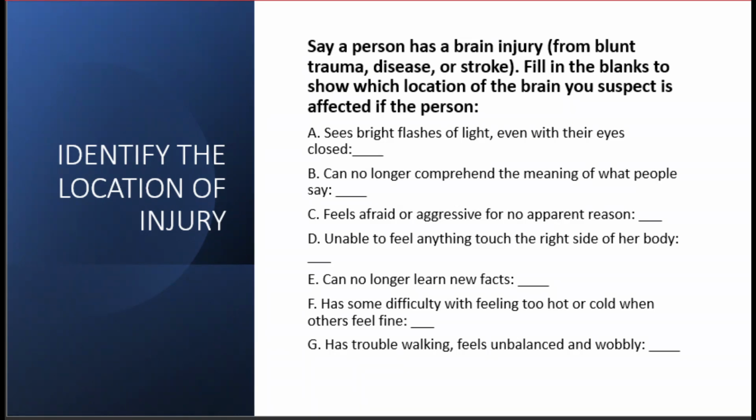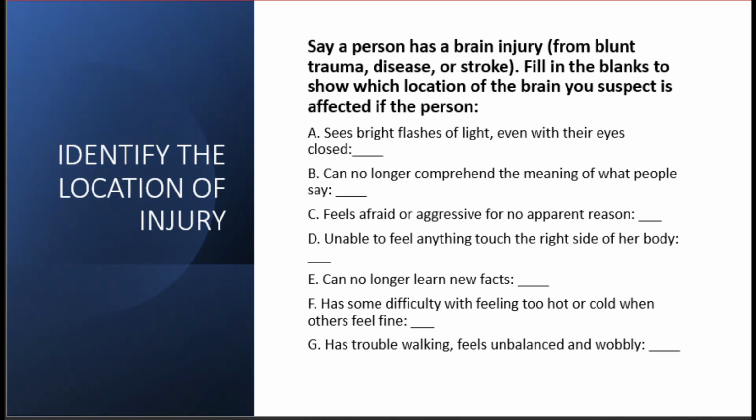The first one, seeing bright flashes of light even when eyes are closed, would be occipital lobe. No longer comprehend the meaning of what people say. So let's think about processing, right? Comprehending the meaning. Where are we processing what people are saying? The temporal lobe is where we would think about processing sound. We might think about language being in the frontal lobe, and that could be part of your answer as well, for sure.